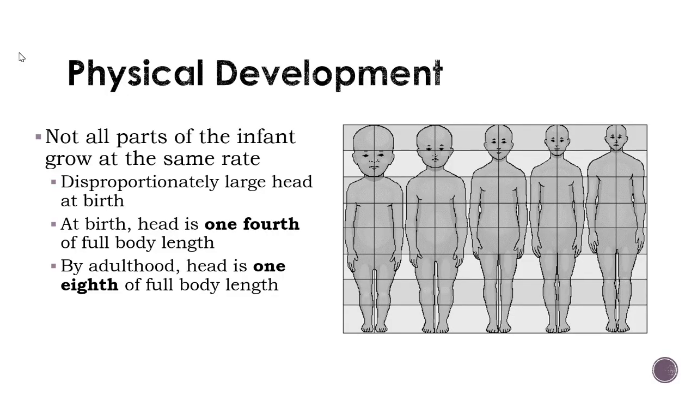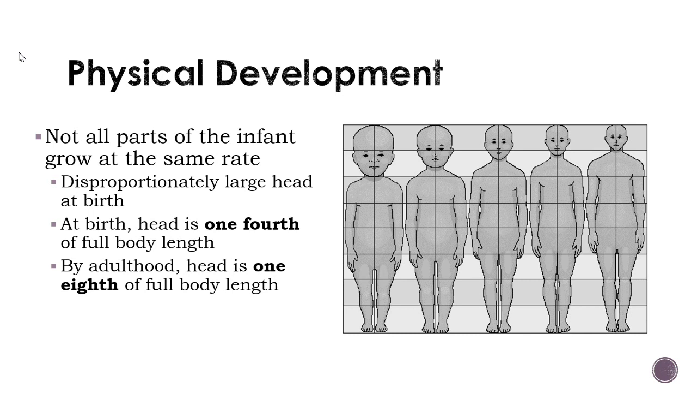All right, let's talk about physical development first. As you've probably noticed, but didn't really realize you noticed, the way an infant grows, the body parts are not at the same proportion that they are in adults. If you look at this graph on the right-hand side, you'll see that an infant's head is much bigger in proportion to the rest of its body. All parts of the infant are not growing at the same rate. Their head is disproportionately large. It's 1/4 of their full body length as an infant. But by the time they get to be an adult, their head is 1/8 of their entire body length.